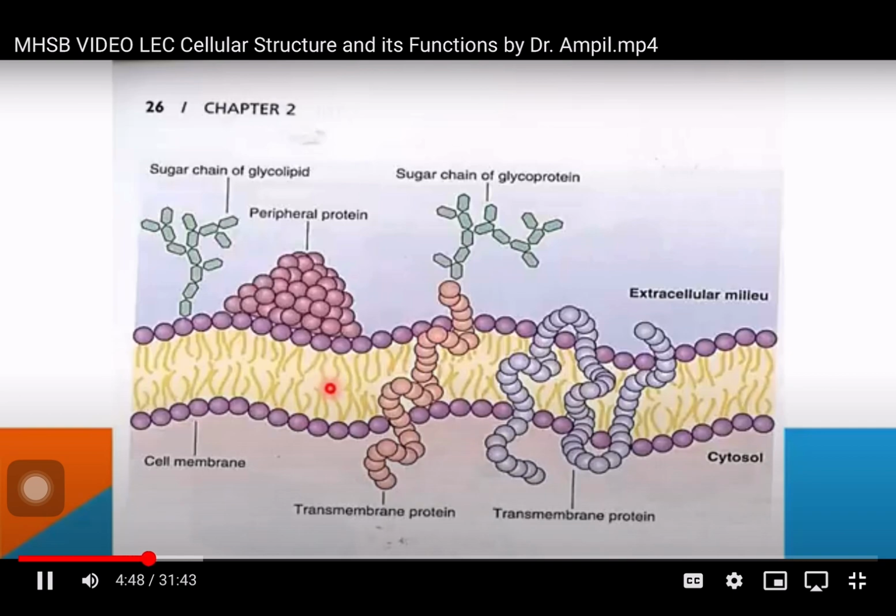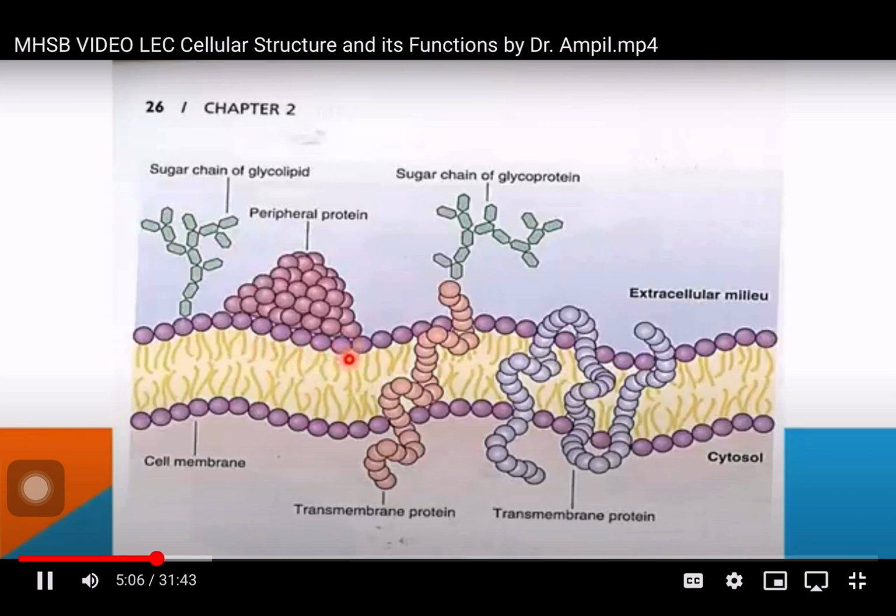This middle lipid bilayer has a fluid consistency, and as a result, the compositional structure of the cell membrane is characterized as a fluid mosaic model.